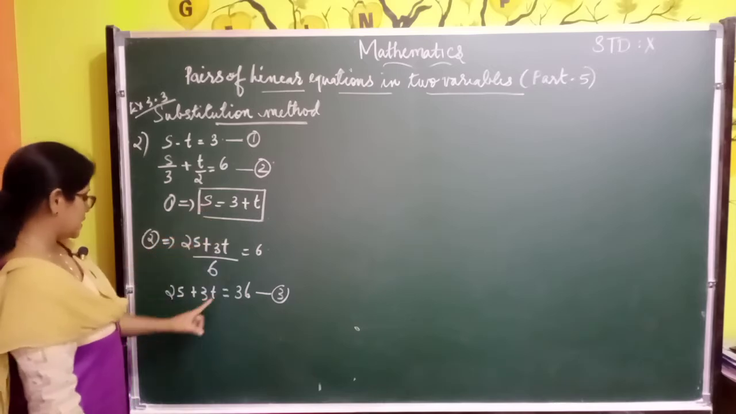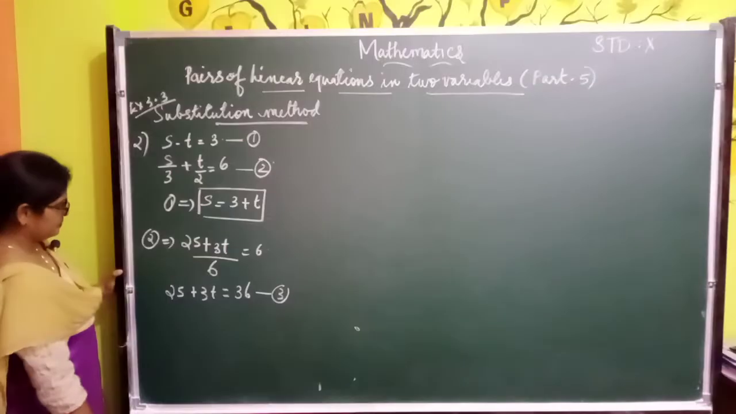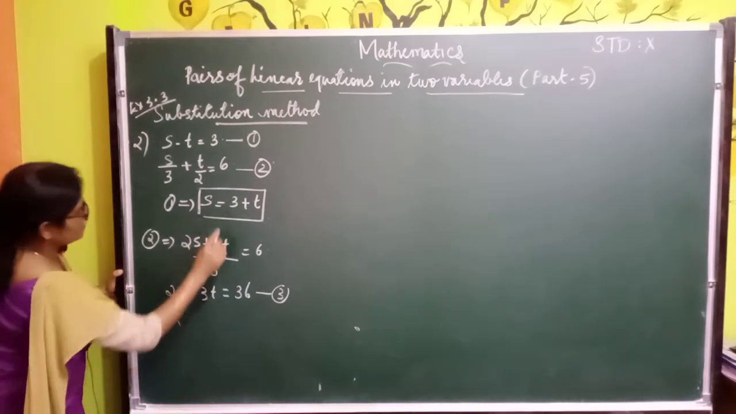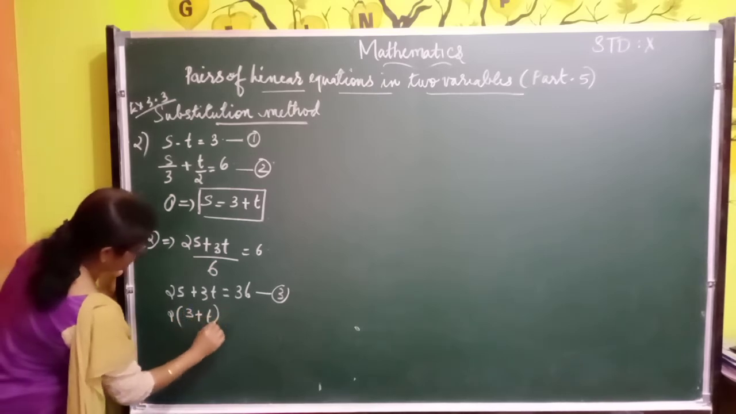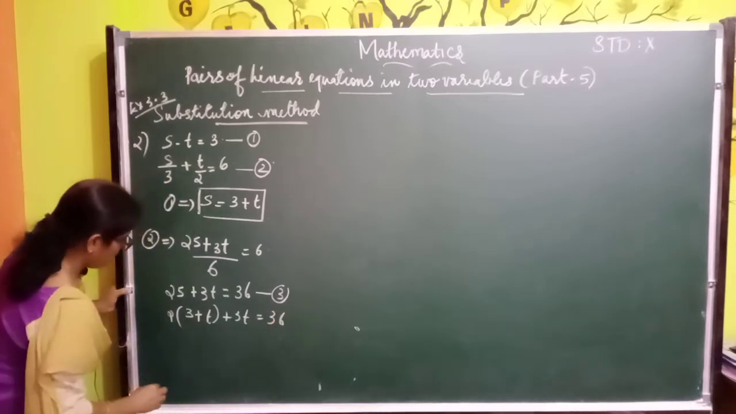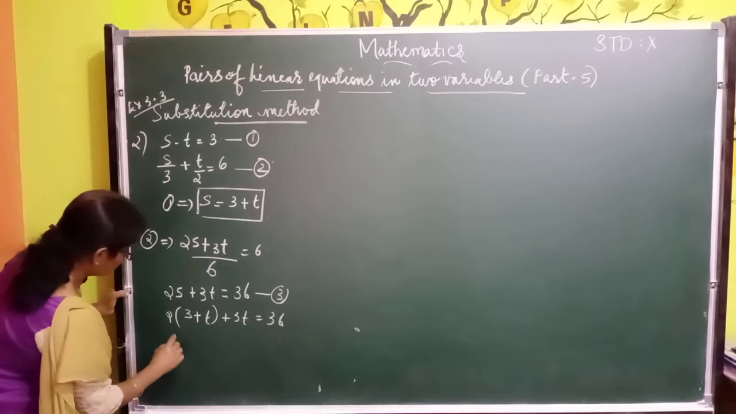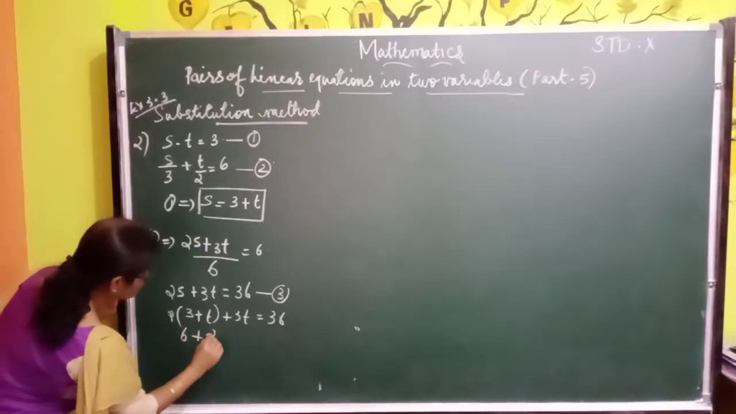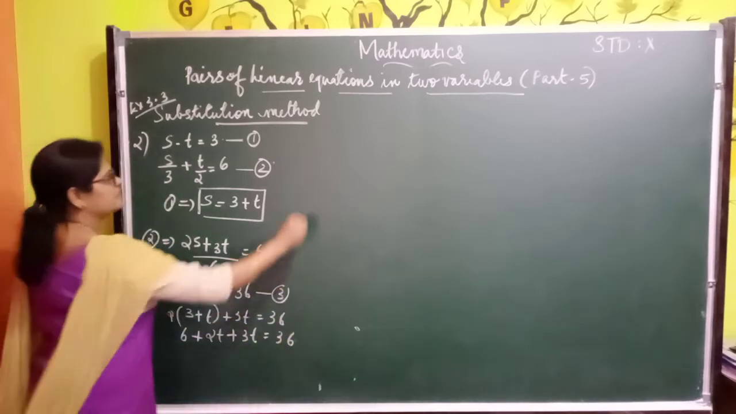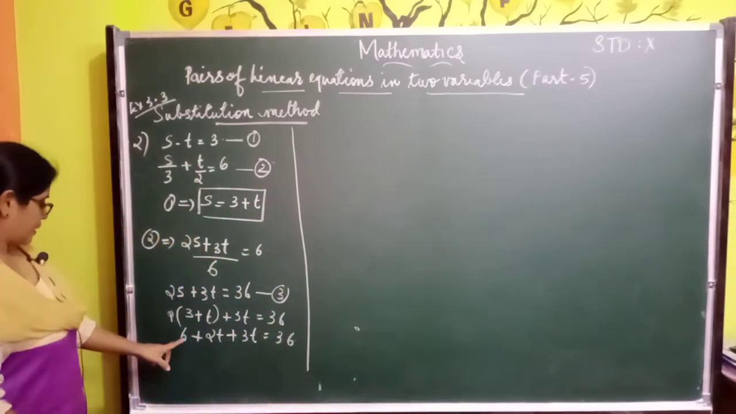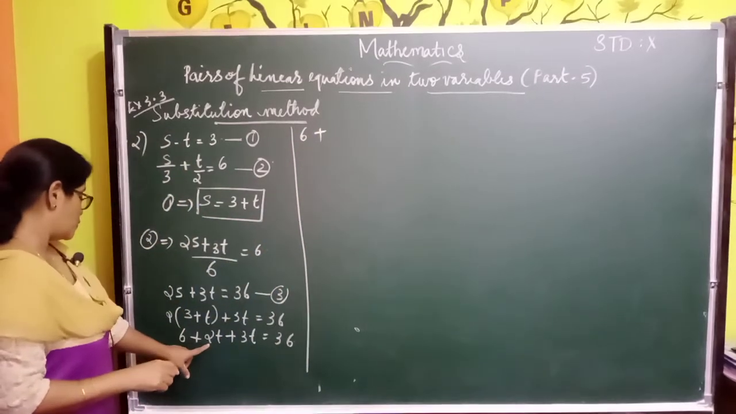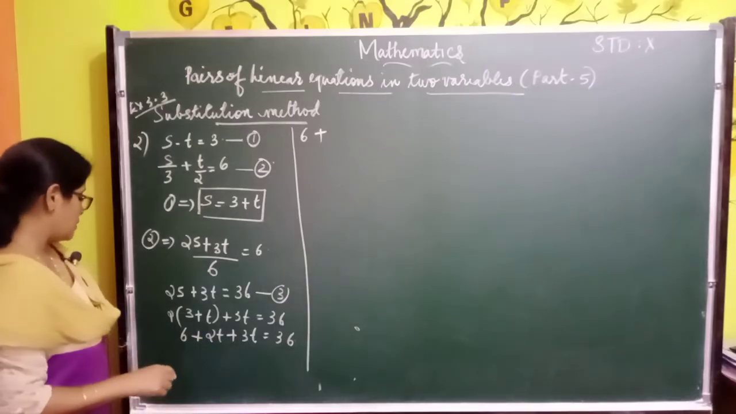Now let us substitute s is equal to 3 plus t in equation 3. So 2 into (3 plus t) plus 3t equals 36. Let us open the brackets. 2 threes are 6, plus 2t plus 3t equals 36. Okay, now 6 plus 2t plus 3t, 5t.